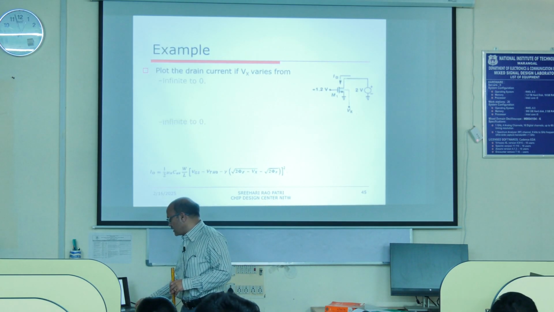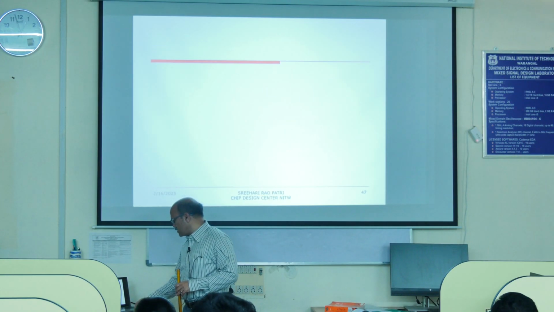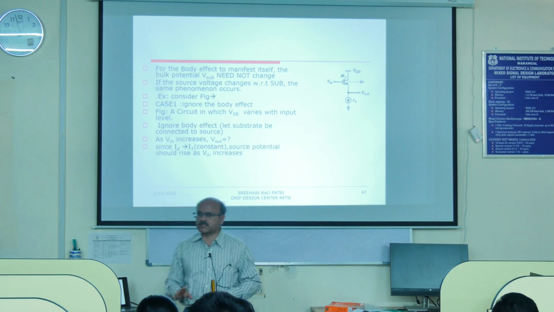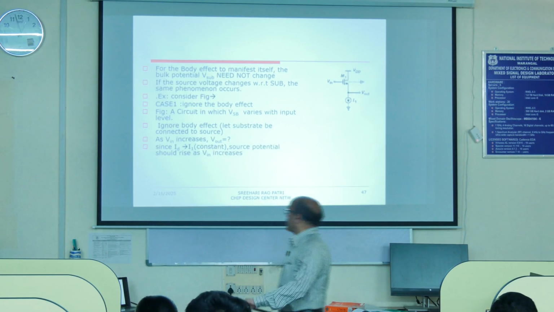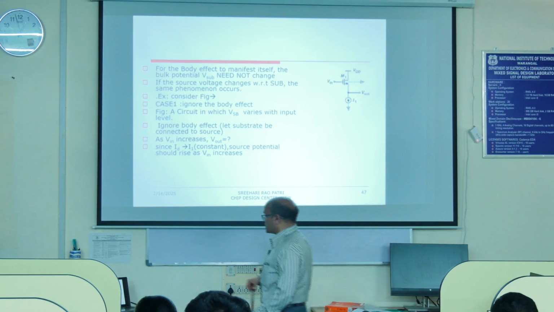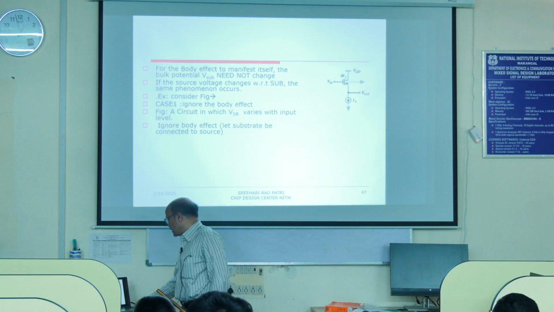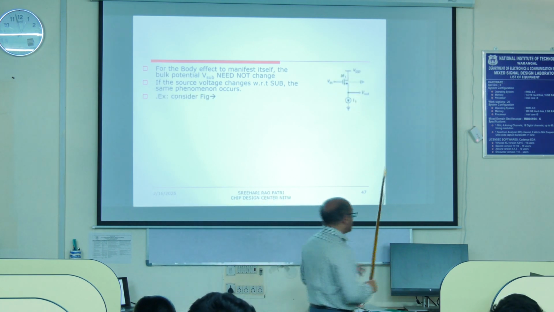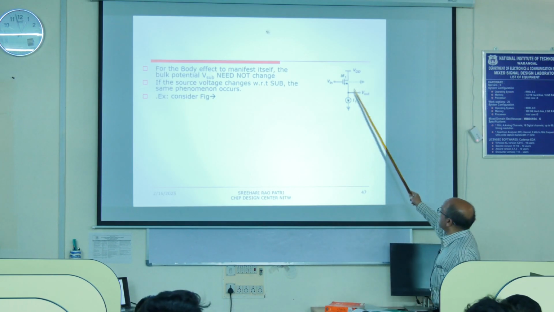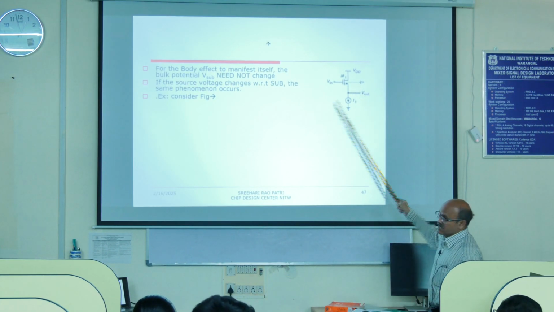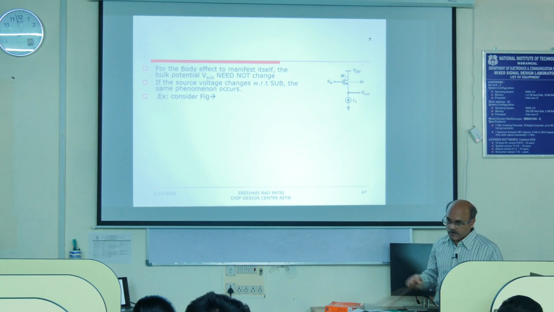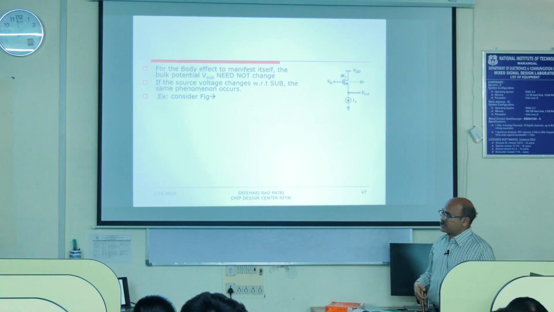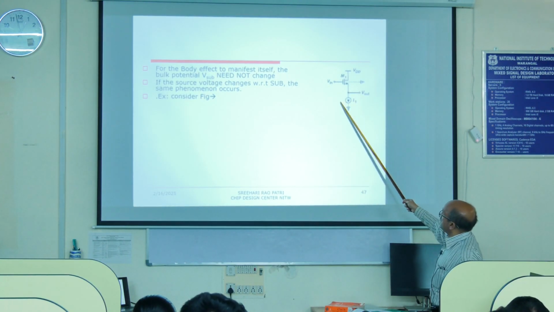I'll try to very quickly look at one example circuit for the body bias. Let me consider this circuit. Don't read anything here, just look at this circuit. Let's assume that initially the bulk and the source are connected together. I have not shown it there, but assume that these two are connected together.